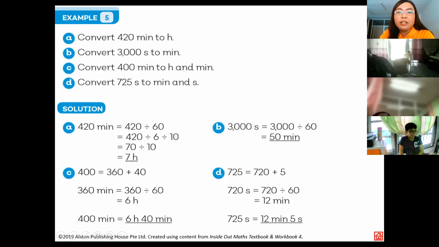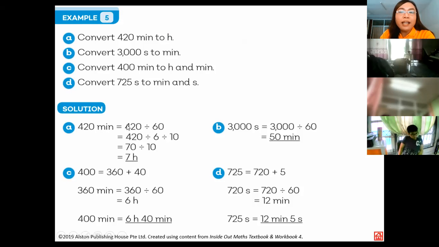Okay, here's the solution. We will start with letter A. So letter A is 420 minutes. So we will convert into hours. How many hours in 420 minutes? So all we have to do is divide 420 by 60. So that's 420 divided by 60, and divided by 10. That will give you an answer of 7 hours.